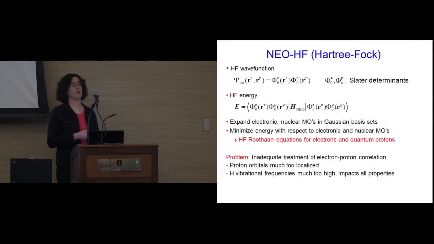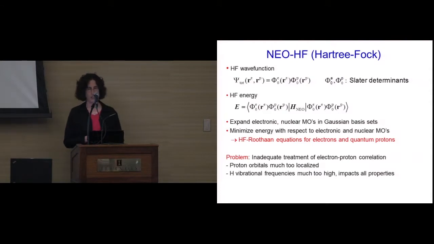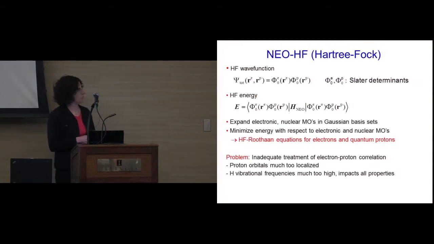The easiest wave function to come up with is just Hartree-Fock. A mean field wave function is the product of an electronic and a nuclear Slater determinant. And then we can calculate the energy by taking the expectation value of that Hamiltonian on the previous slide. We use Gaussian basis sets for the electrons and the nuclei. We use the variational method to minimize the energy, and we get a bunch of equations for the electrons and the quantum protons.